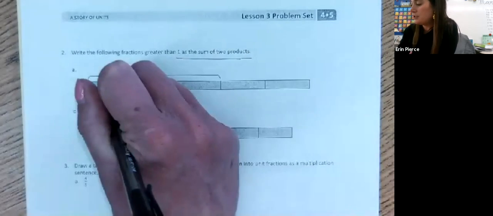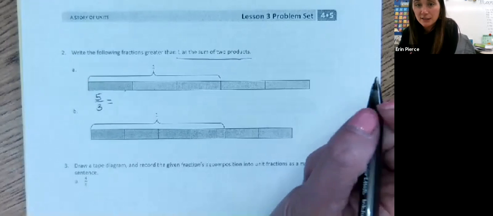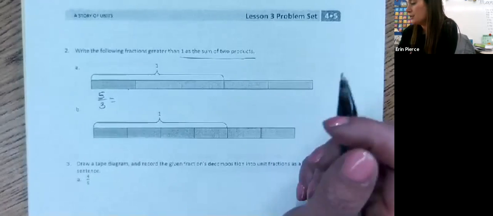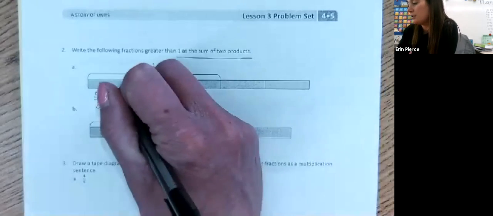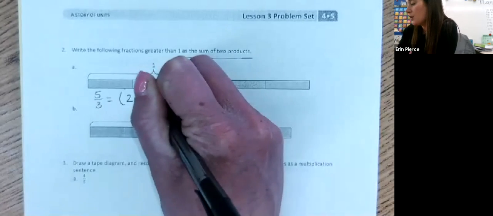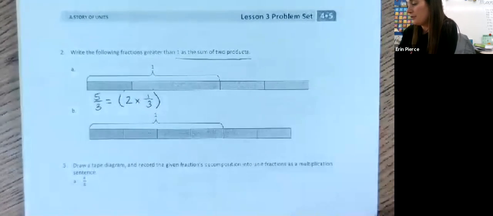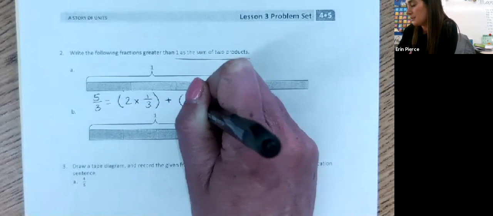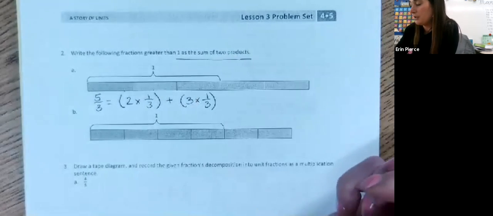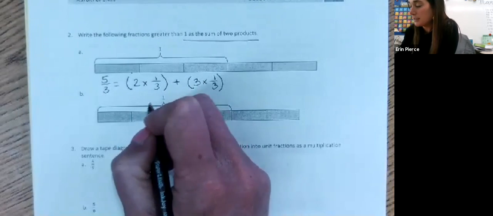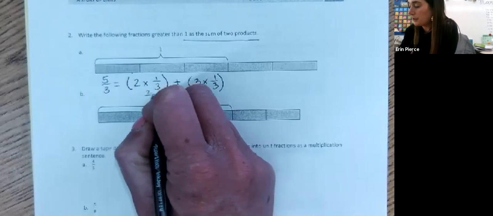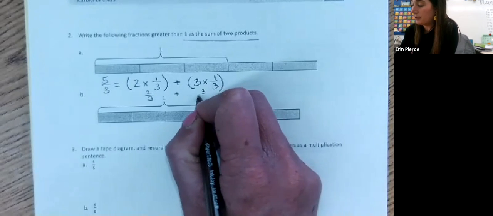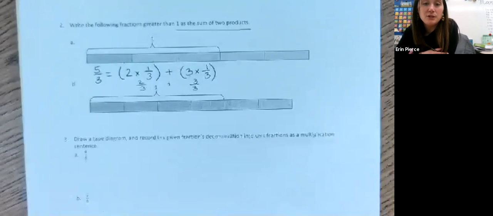So they're saying as a sum of 2 products. That means I have to do 2 different multiplication sentences. And I'm adding those 2 together. So what are 2 ways I could do that? I could do 2 times 1/3. I have to have unit fractions, and then plus 3 times 1/3. How do I know that those are the answers? Because 2 times 1/3 will give me 2/3, plus 3 times 1/3 gives me 3/3. So that is how you do A.